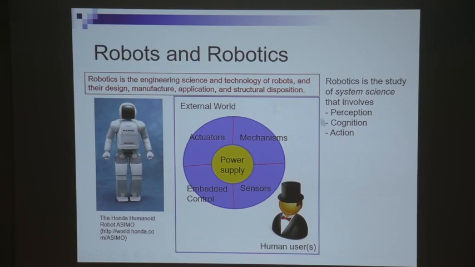Another similar definition that emphasizes a lot more on the human interactions is to define robotics as the study of the system science that involves perception, cognition, and actions. This definition is a lot more geared toward computer science. And this definition is probably a bit closer to what we are doing here.